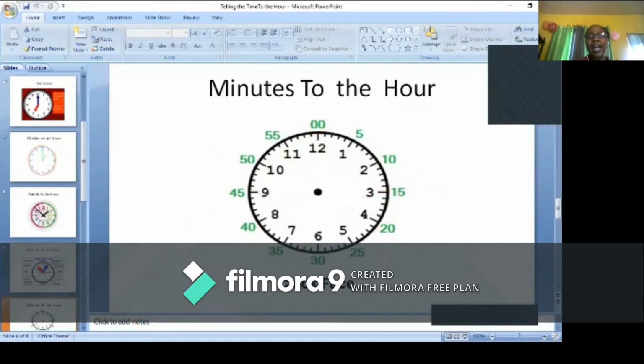Now, when the long hand reaches the 7, now we're going to set a time. What I want you to do: put your short hand between the 1 and the 2. On your clock, put the short hand between the 1 and the 2, and put your long hand on the 7.